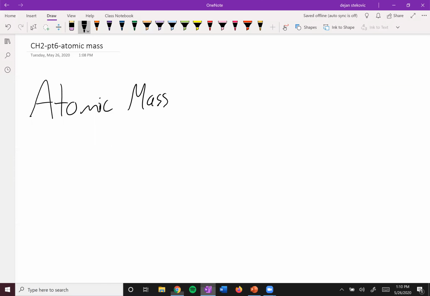18.998. But wait a second, this doesn't make a whole lot of sense if we think about it, because we just learned that there were different isotopes of elements. And so if you have a different number of neutrons, you're going to have a different mass. So what is this mass that we see on our periodic table? And all it is, is an average. It's a weighted average of all naturally occurring isotopes.